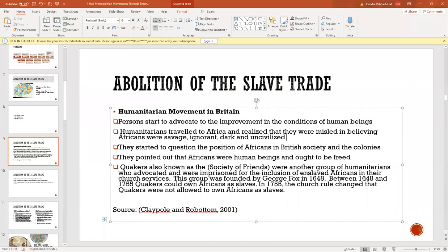So when they went to the Caribbean and Europe, they saw enslaved people at first. They used to allow their members of their church to own them. They were locked up, and they also had to pay fines and all of these different things. So the Quakers joined the humanitarian group because they started to advocate that Africans should be free people and should also be free to attend their churches.